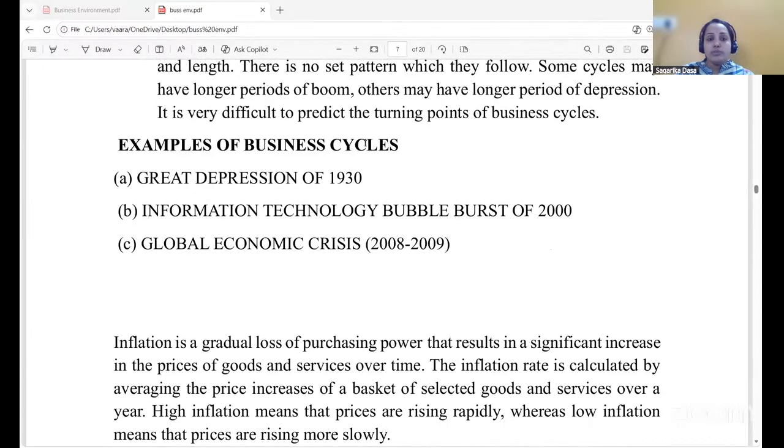Now, examples of business cycles. In the year 1930, there was a great depression in the entire world. Then in the year 2000, there was the IT technology bubble burst. That is, in the year 2000, there was only a recession, which we can see in the IT sector. Then from 2008 to 2009, we had a global economic crisis. So like that, there are different business cycles which we can see in different years.